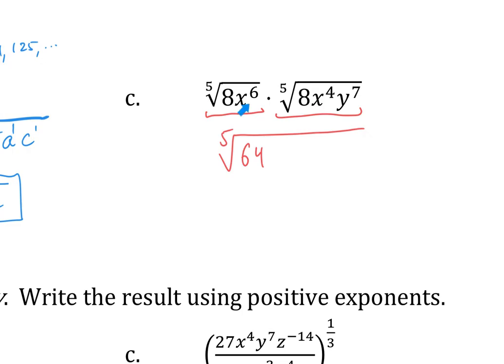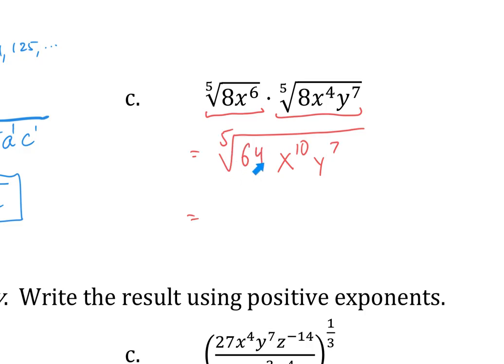X to the 6 times x to the 4th. We add exponents. That's x to the 10th. And there's just y to the 7th. Well, now we've got to simplify this. How do we simplify this? A fifth index is kind of tough. Fifth index is kind of difficult. Well, let's think about this here.